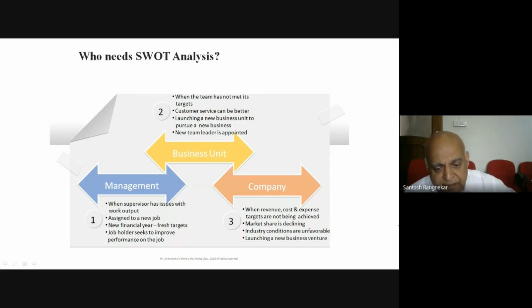Now, in the organization, when a supervisor has issues with work output, the outcome is not coming. Whatever efforts are being made, the output is not coming. In that case, we can do this SWOT and identify where the gap is. Similarly, when customer service is not up to the mark, at present we are conducting a training program for Flipkart on IR issues. There are new business units to pursue new business. So new team leaders are there, those who are working on this, and they are making the changes.